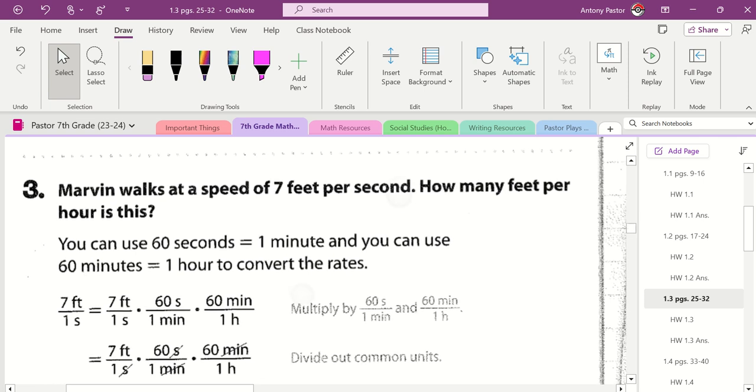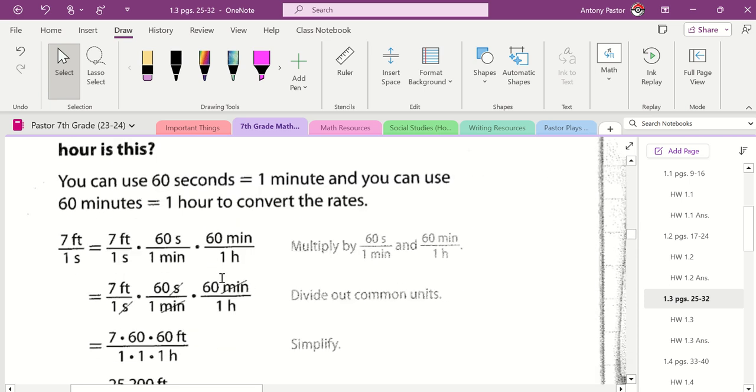Marvin walks at a speed of 7 feet per second. How many feet per hour is this? So we're going to use the 7 over 1, which is 7 feet per second, and we're going to multiply it by 60 seconds over 1 minute, if this makes sense, because we want to know how many feet per hour this is. Why are we multiplying by that? So you can use 60 seconds equals 1 minute, and then you can use 60 minutes equals 1 hour to convert the rates.